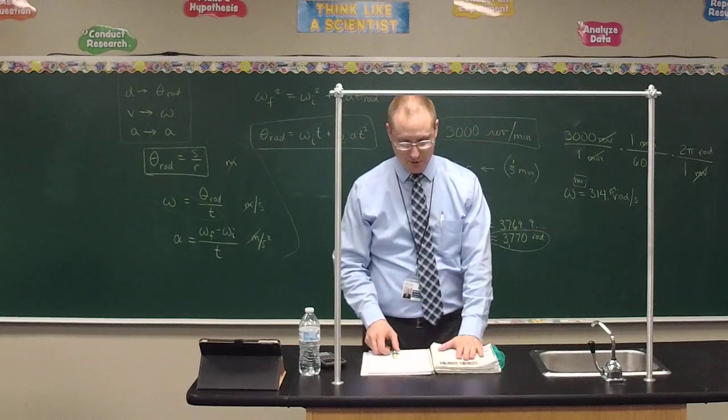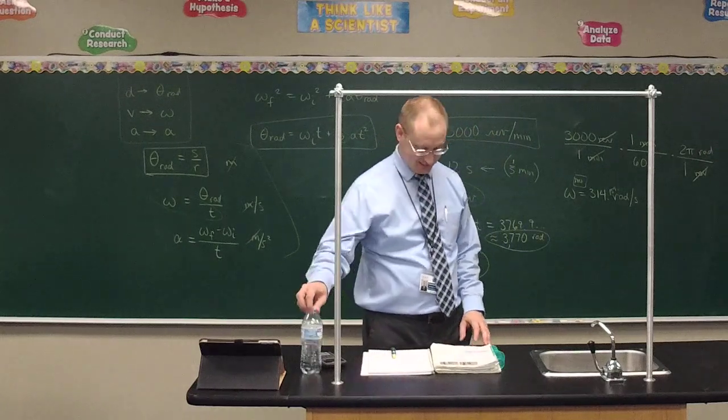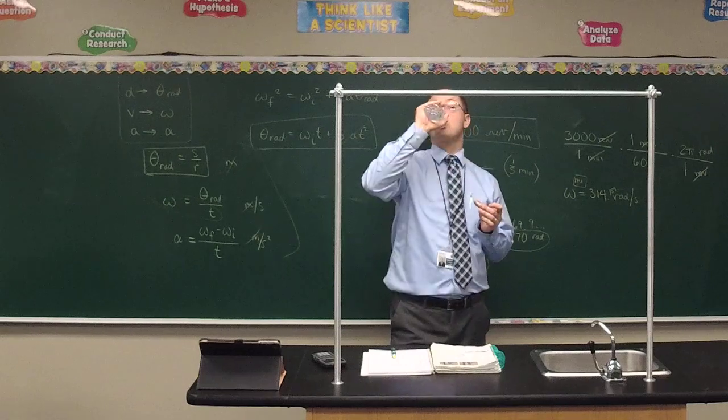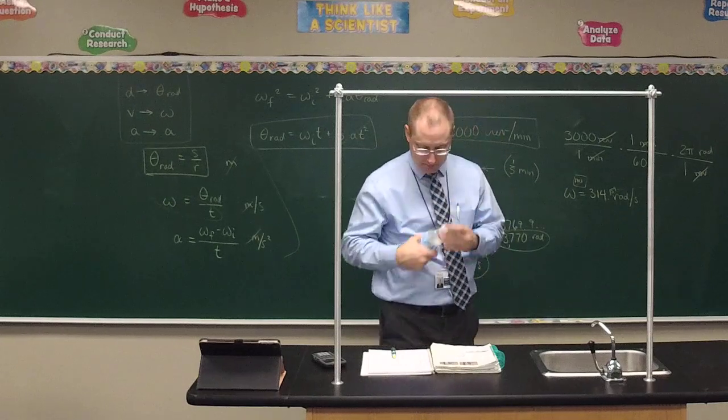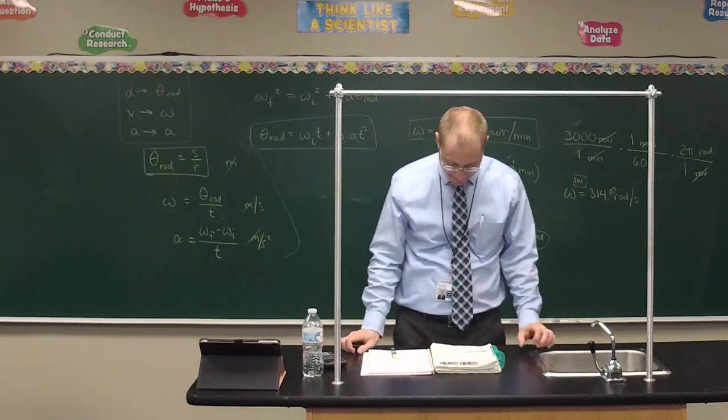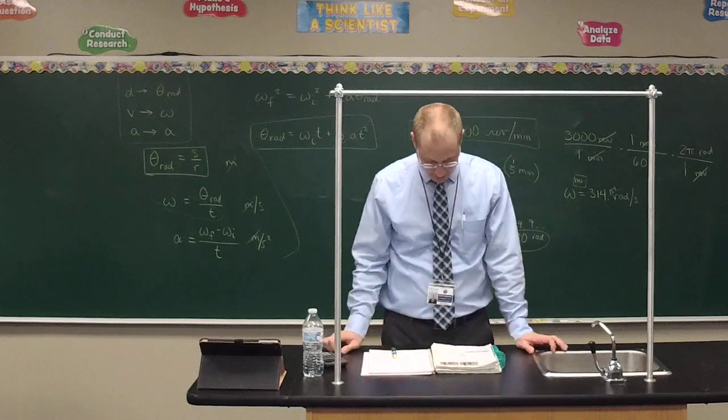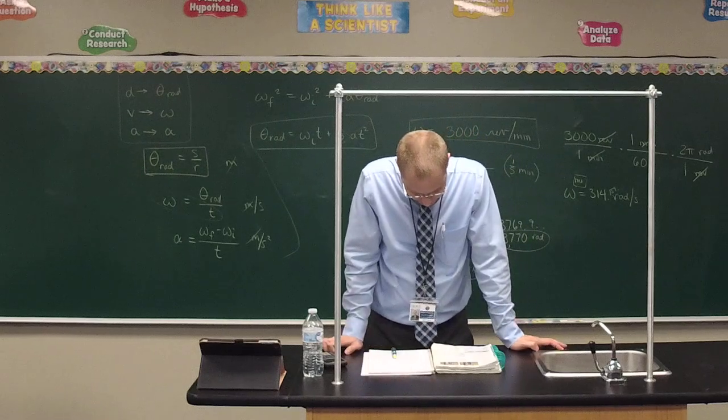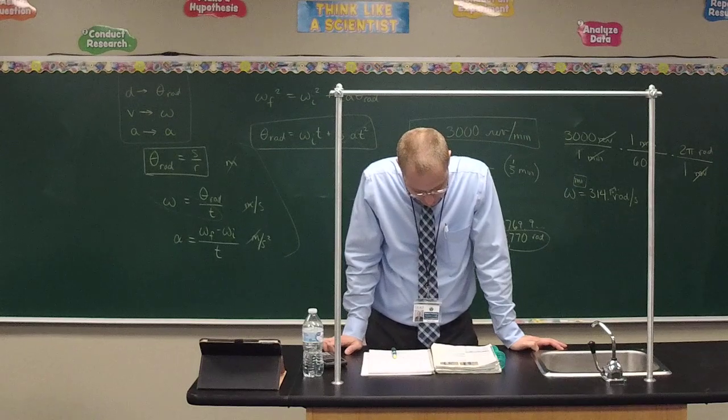Anyway, example 13.3, go ahead and read that for us, Michael. A grindstone has a constant angular acceleration of 3 radians per second squared. If it starts from rest, find the angular velocity 2 seconds later.